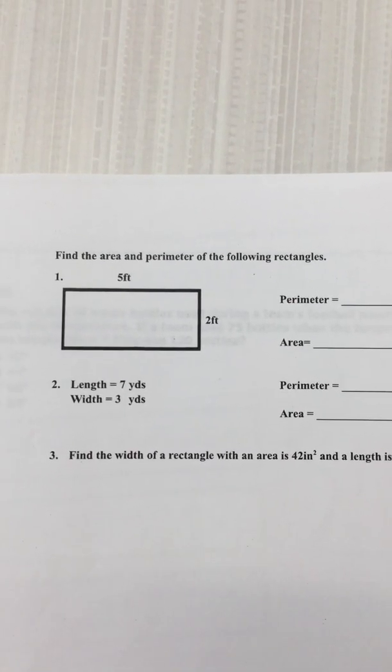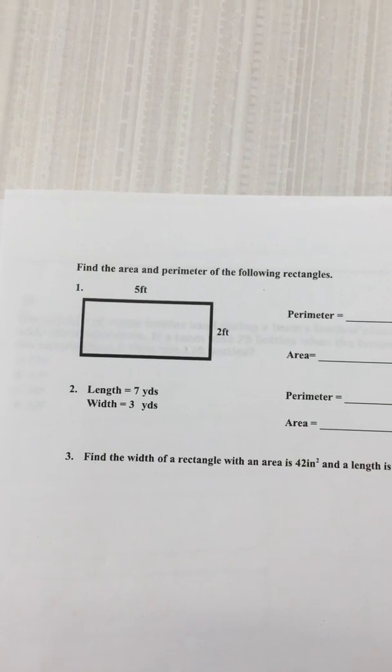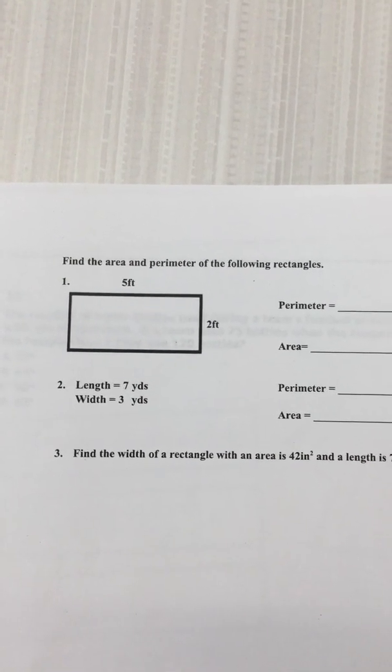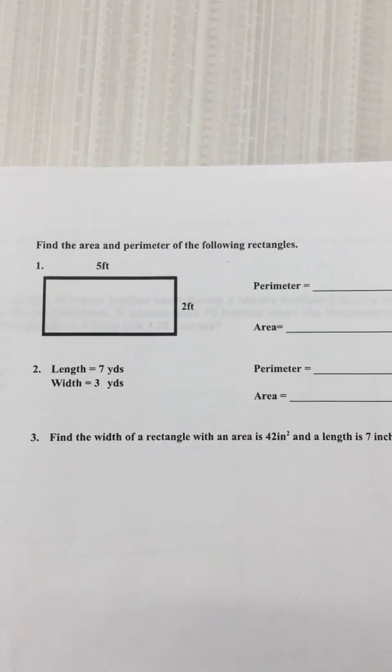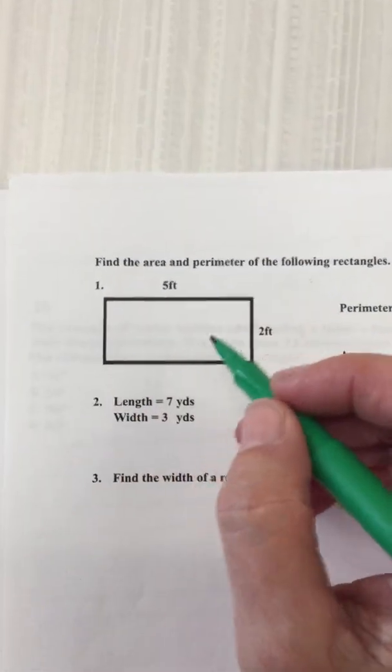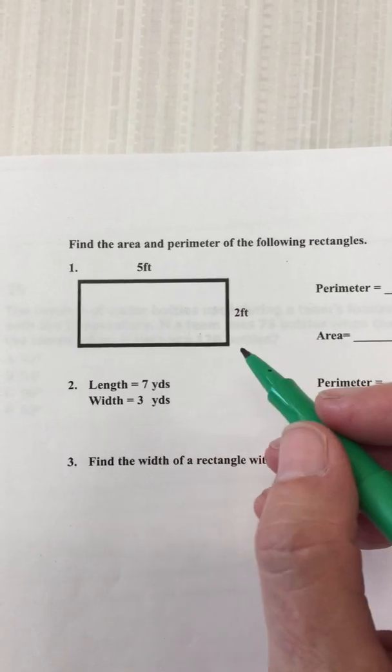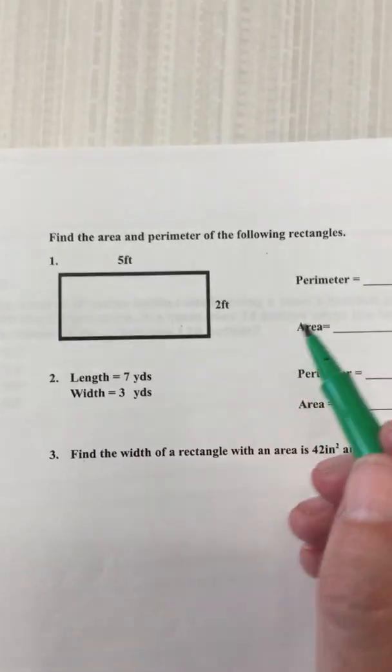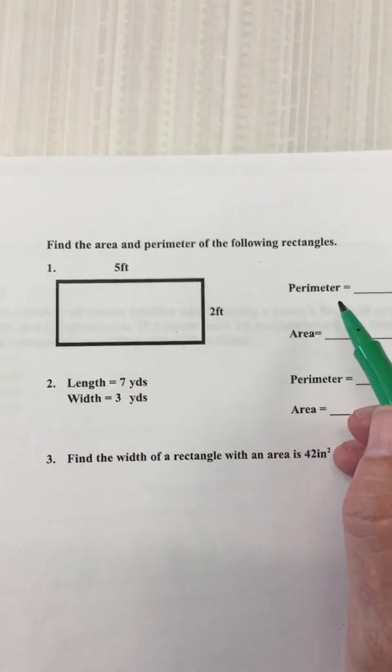So, perimeter, if you remember, is the distance around an object. You find it by adding up the length of each of the sides. Area, on the other hand, is finding all the little squares that are inside there and counting them up. So how many little squares fit inside. So let's do the perimeter first. Perimeter is the distance around.